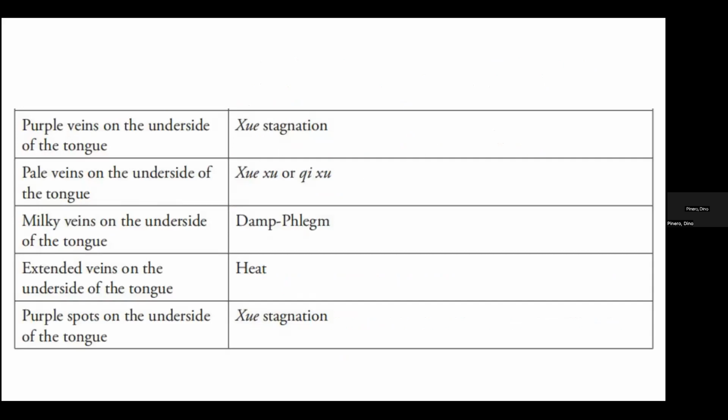Next, we have purple veins on the underside of the tongue. This indicates blood stagnation. Pale veins on the underside of the tongue, meaning there is blood deficiency or qi deficiency. Pag makita natin na milky veins on the underside of the tongue, meaning there is damp phlegm. Pag extended veins on the underside of the tongue, meaning mas mahaba po yung vein, meaning there is heat. And pag purple spots on the underside of the tongue, we have another blood stagnation.